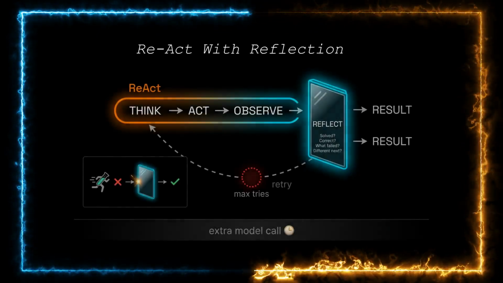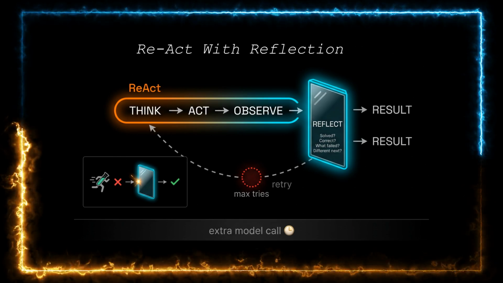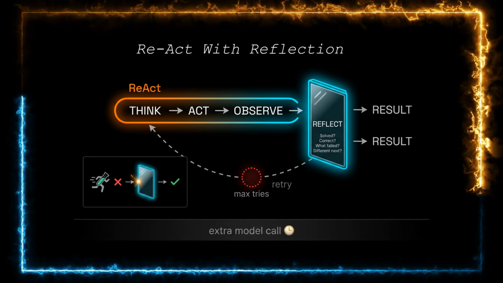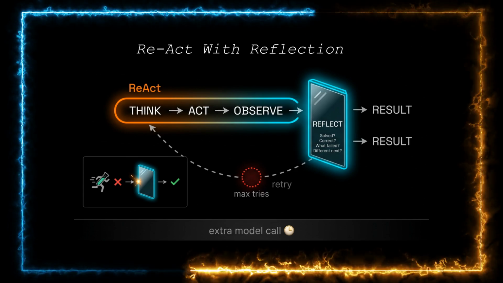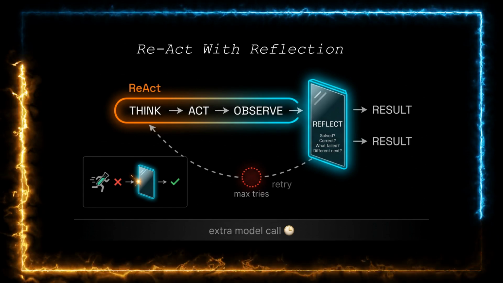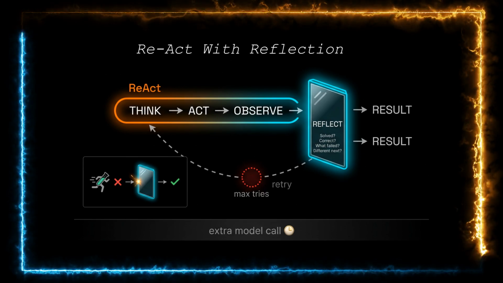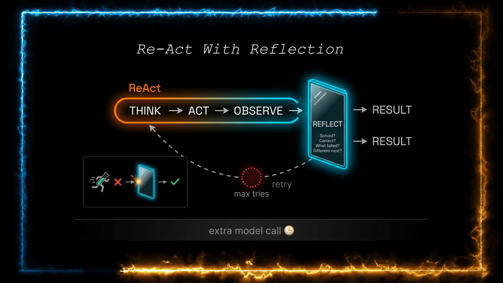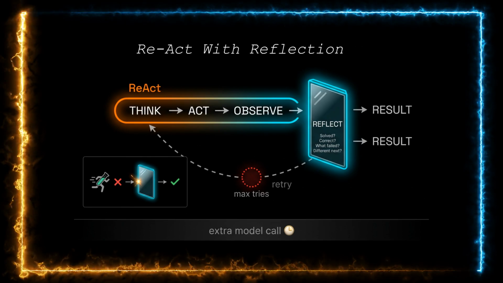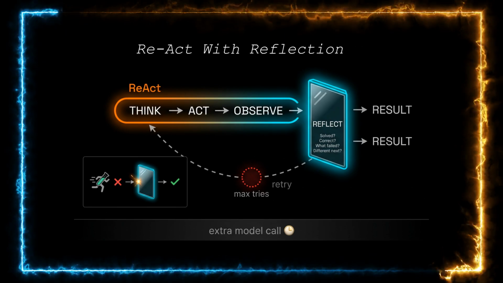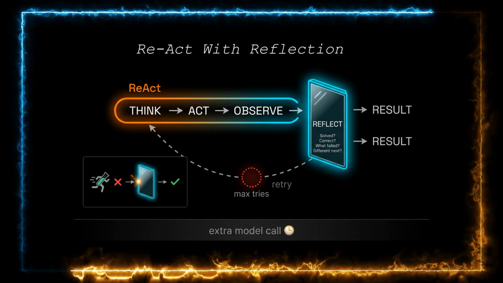ReAct with reflection adds a self-checking step. The loop becomes think, act, observe, reflect, maybe retry, repeat if necessary, to final result. After the agent completes an action or attempt, it reviews what happened. It can ask, did this solve the task? Was the result correct? What failed? What should I do differently next time?